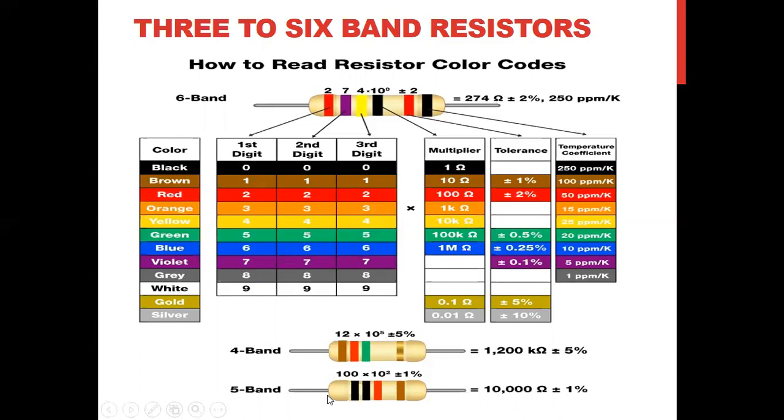Let us see this one. How is this? Actually, first one we can see is the brown. Second one 0. This one 0. So 1, 0, 0. This one multiplier 2, 10 to the power 2. And this one is the brown, means plus minus 1%. So this one can be written 10. Okay, this one means 10,000 ohm plus minus 1%. So this is how we can read the value of resistance.